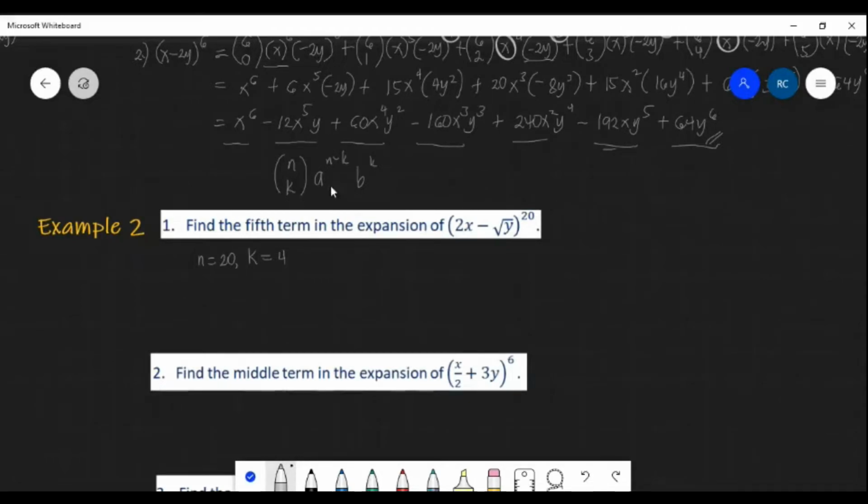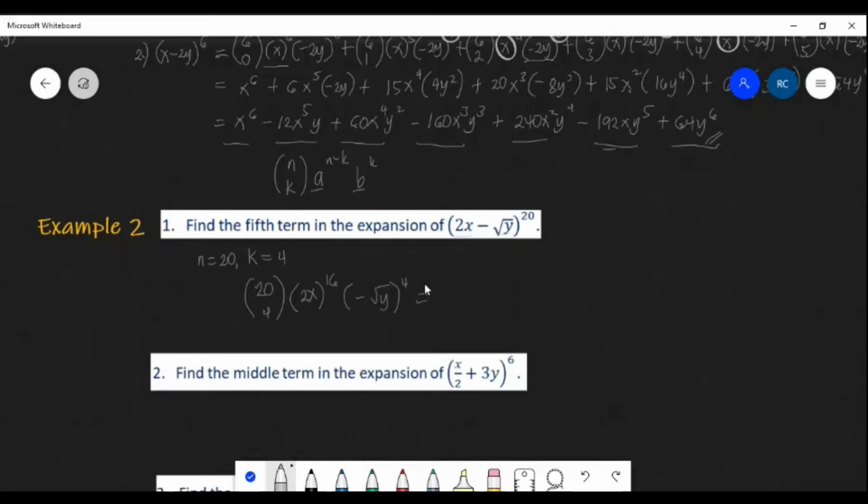Meron na tayong k. Alam natin yung first term. Alam natin yung second term. Ito yung first term, second term. All we have to do is substitute. So, ito yung magiging 20 combine 4 times 2x raised to 20 minus 4 is 16, times negative square root of y raised to 4. Okay. Yan na po ang ating isi-simplify.